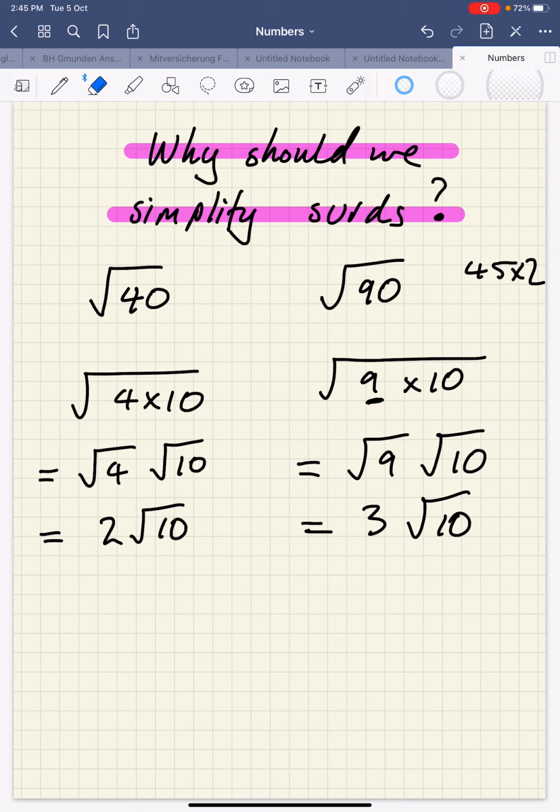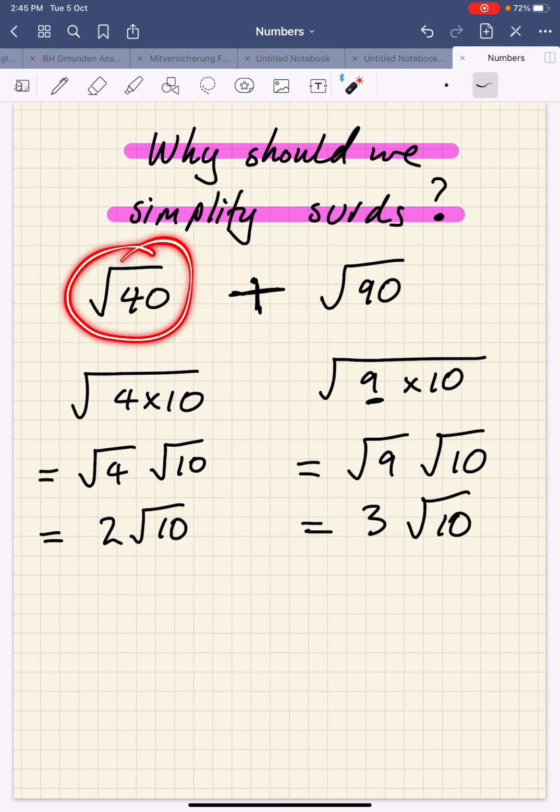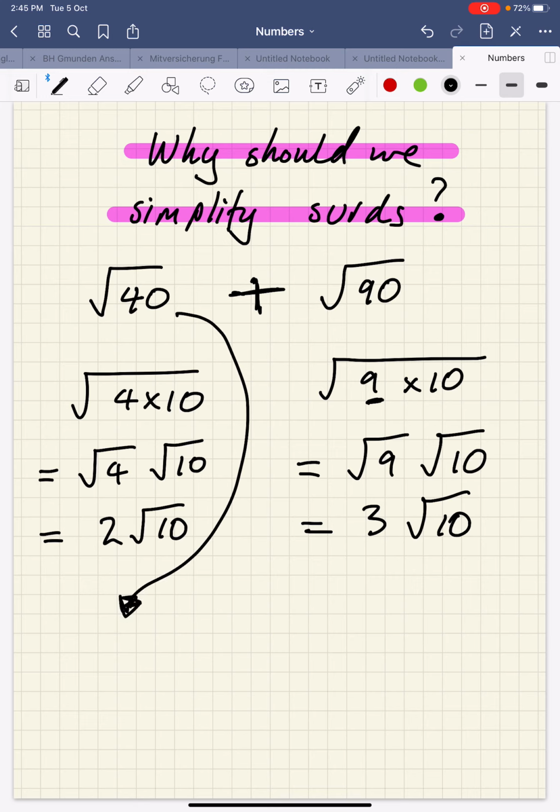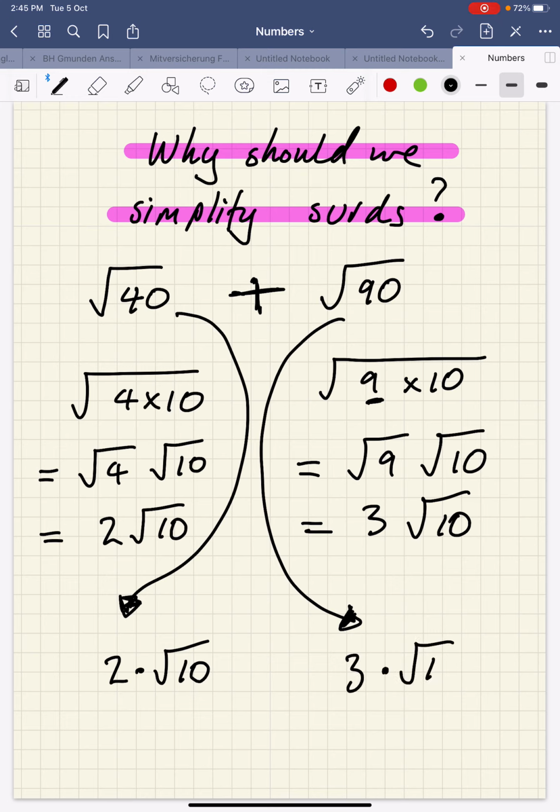And now I suppose, in this context, we can see why we might simplify surds, because if the question was actually to add these two together, root 40 plus root 90, instead of thinking, well, how the heck do we do root 40 plus root 90 that looks so different, we can now replace root 40 with 2 root 10. So now we can just write that root 40, a different form for it, is actually 2 lots of root 10. And instead of root 90, a different form to write root 90 is 3 lots of root 10.